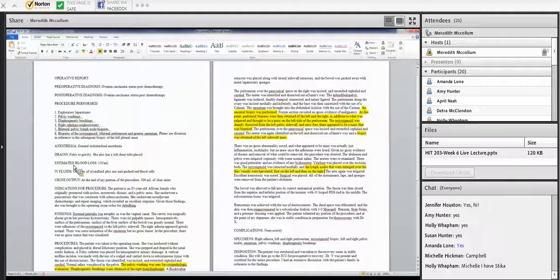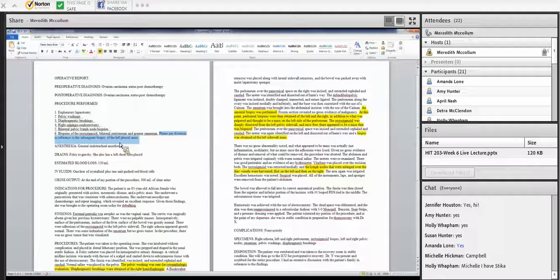Second, this oftentimes confuses students. "Please see dictation in reference to the subsequent biopsy of the left pleural mass." Every operative report will be in the same chart. So yes, you're going to code it if you were coding the entire record. For this coding roundtable, you're not going to code this because this was done by a different physician.